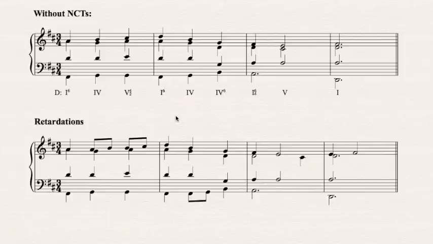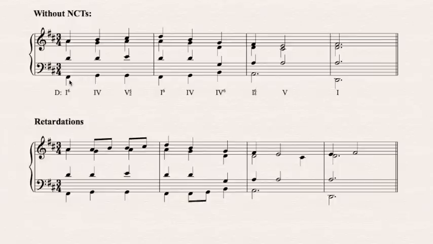In this video, we're going to talk about retardations. If you remember, a retardation is a note that is consonant, held over, or repeated, and then resolves upward. It's like an upward suspension. It will happen at a chord change, and it usually only appears in soprano.